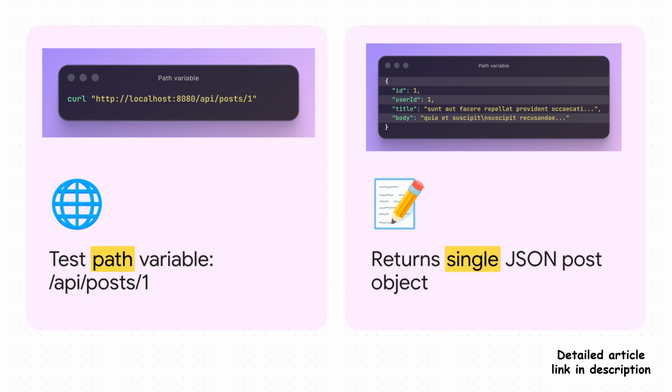Okay, let's see how this behaves when we swap out query parameters for path variables. We're using curl to hit our api/posts/1 endpoint. By passing the number 1 right into that URL path, we're asking for a very specific post. And instead of an array, the API beautifully returns just a single, perfectly mapped JSON post object with id 1, a title starting with sunt facere, and its corresponding body. It's routing exactly the way we designed it.